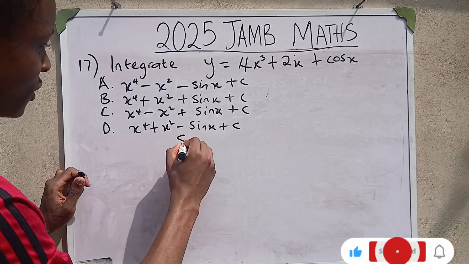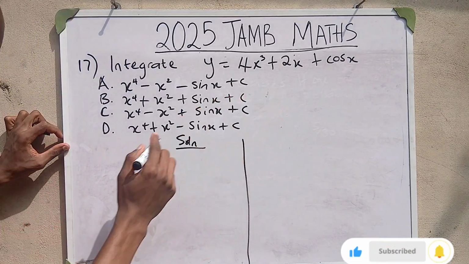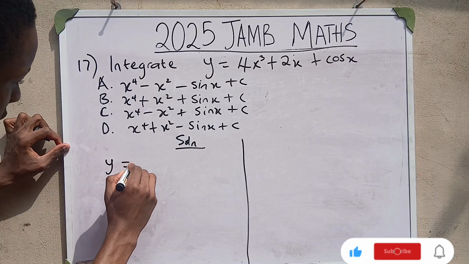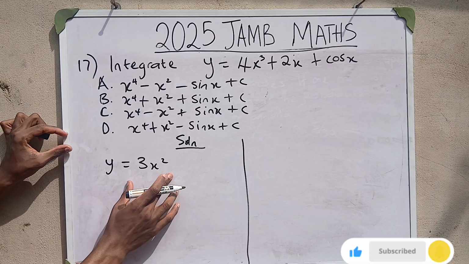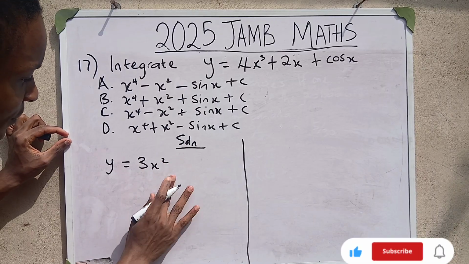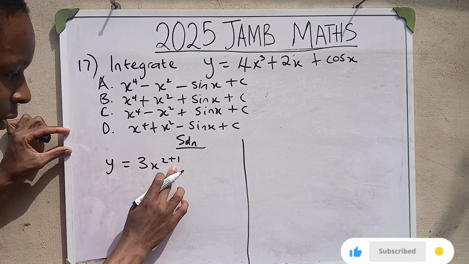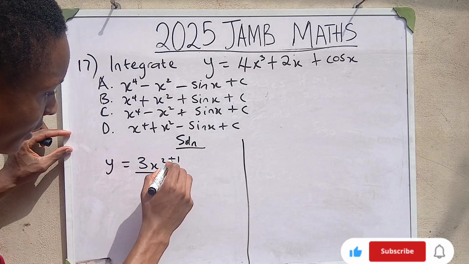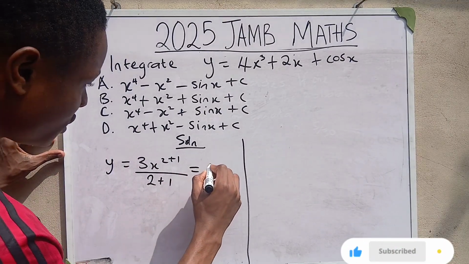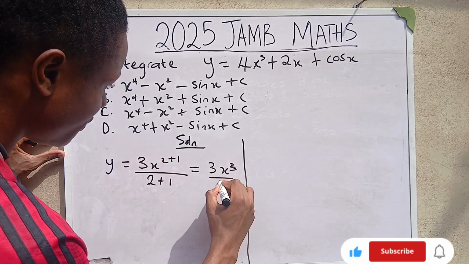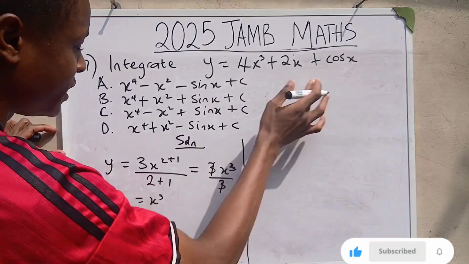So, solution. When integrating, let's say we have y equals 3x squared. When integrating this value, what we are going to do is that in integration, we add 1 to the power of the variable and divide through by that power, that is 2 plus 1. So this is going to be 3x cubed all over 3. So this will cancel this, so we have x cubed. So we are going to apply this here.